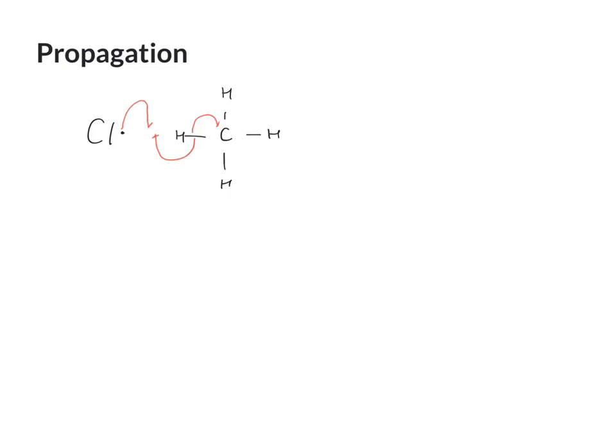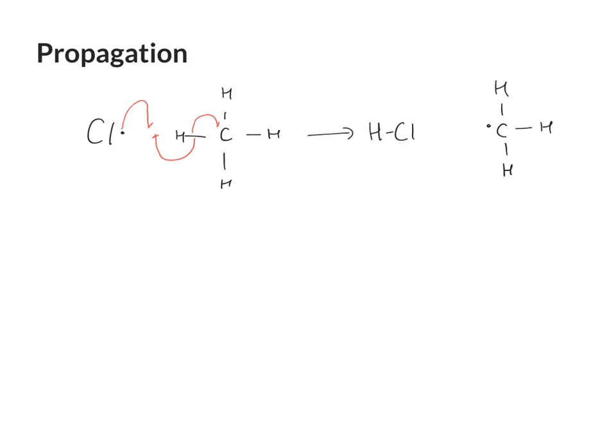So that would produce your chlorine and your hydrogen now bonded together like that, and you've now got carbon with 3 hydrogens on it, and a free electron has moved onto that carbon, so it is now a free radical. So this is your first propagation step.